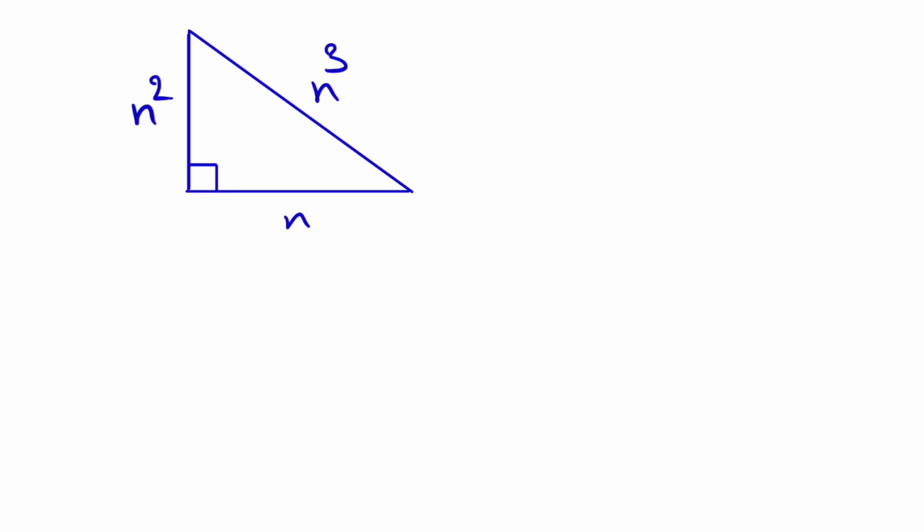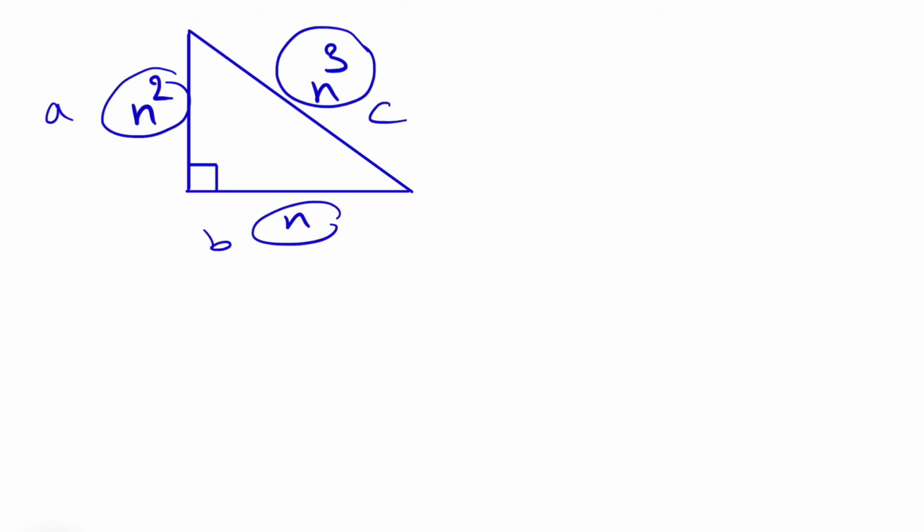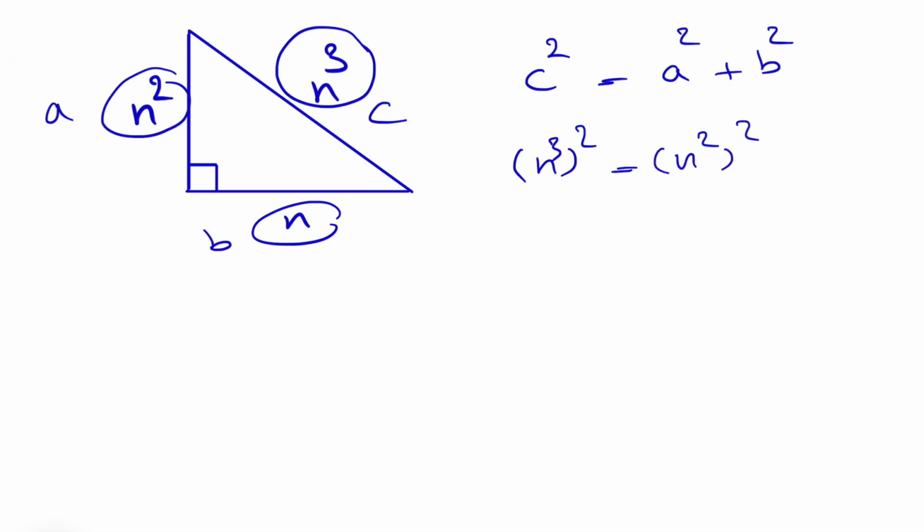So we're going to start by calling this side a, this one b, and the hypotenuse c, and we have a right triangle. The first thing that's going to come to our mind is the Pythagorean theorem, which is c squared is equal to a squared plus b squared. And what we called c is n cubed to the power of 2 equals n squared to the power of 2 plus n squared.